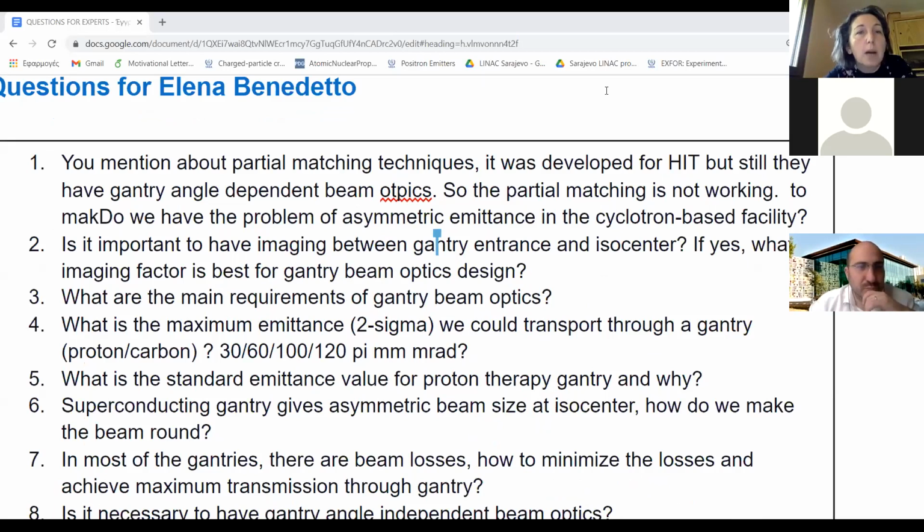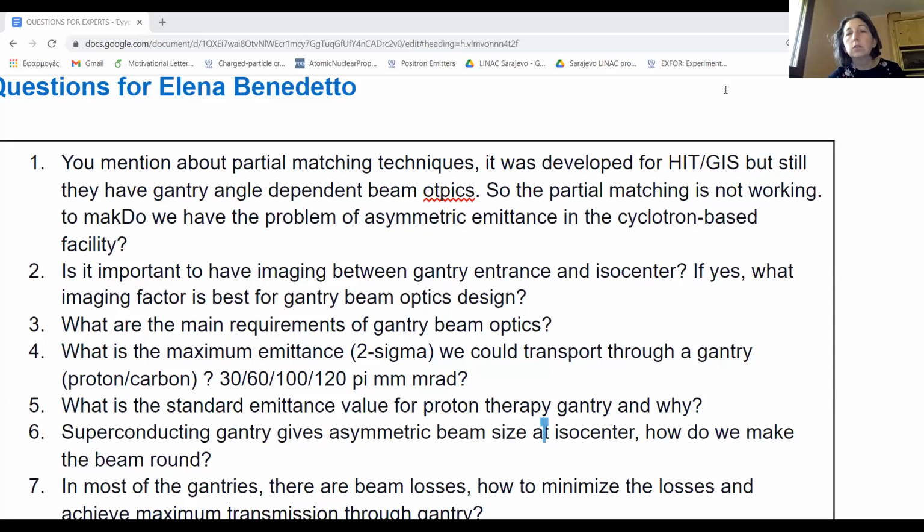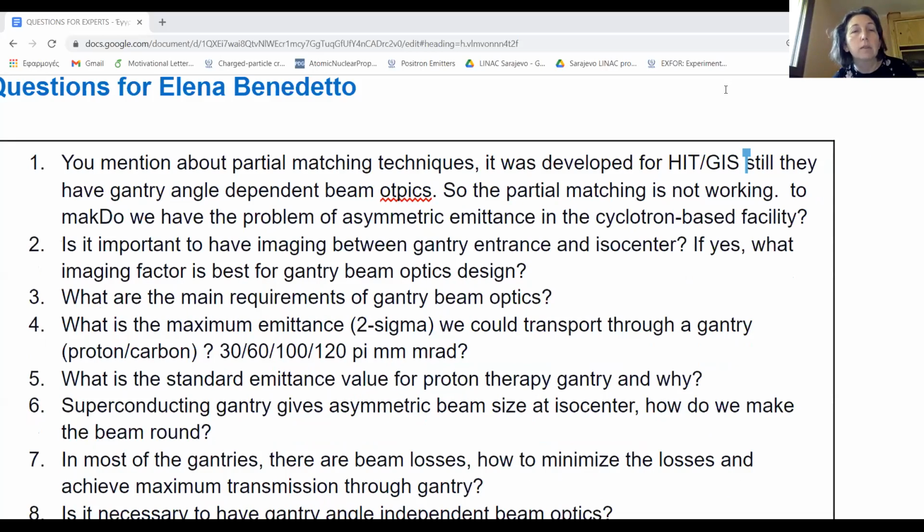You mentioned partial matching techniques. It was developed for HIT, but they still have gantry angle dependent beam optics, so the partial matching is not working. Do we have the problem of asymmetric emittance in the synchrotron-based facility? Well, no, in the cyclotron the beam comes up nicely round. So at HIT it doesn't work.